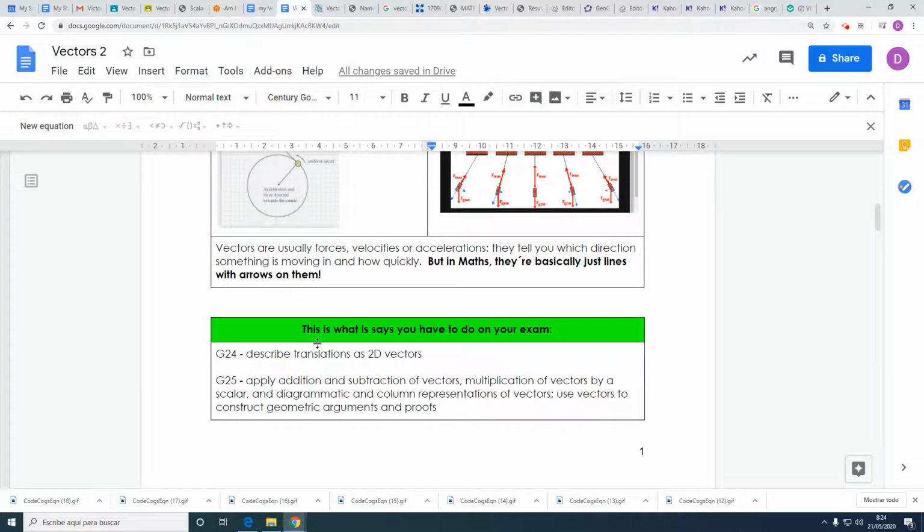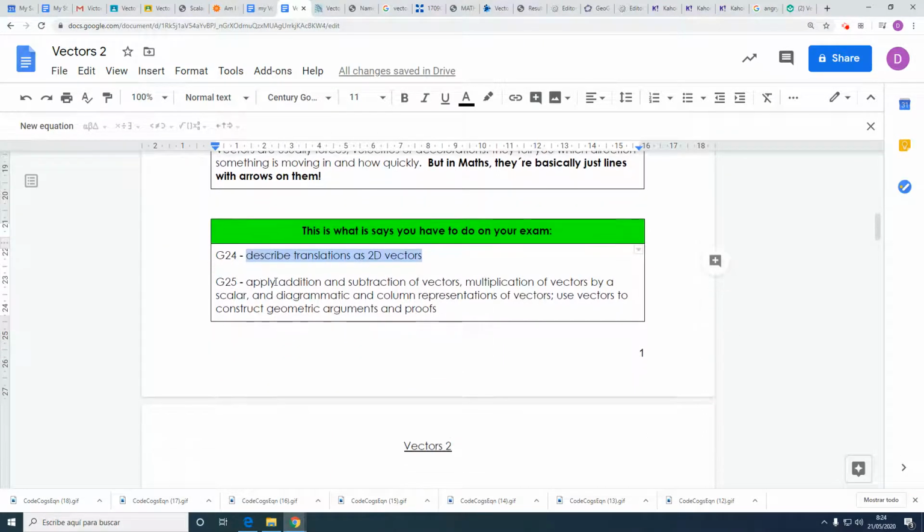Right, but in maths class, they're just lines with arrows on them, and that's about all there is to it. Right, this is what it says on your Pearson Edexcel exam paper. We've got to describe translations as 2D vectors. We kind of did that a little bit before, but I don't want to do that bit today. I'm just going to do the addition today. Usually I do both addition and subtraction, but I'm only going to do addition today.